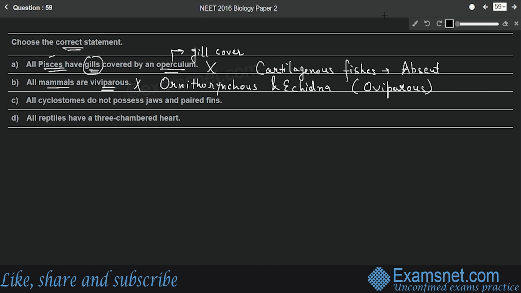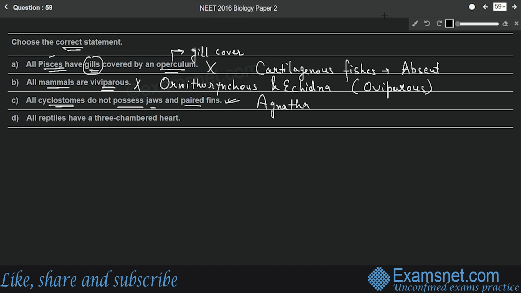Then we come to the third one. Third statement says all the cyclostomes do not possess jaws and paired fins. Yes, this is a correct statement because cyclostomes are jawless fishes, and these are also known as Agnatha. So this is the correct one.